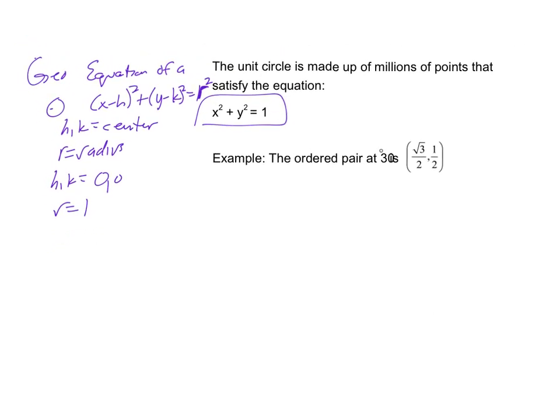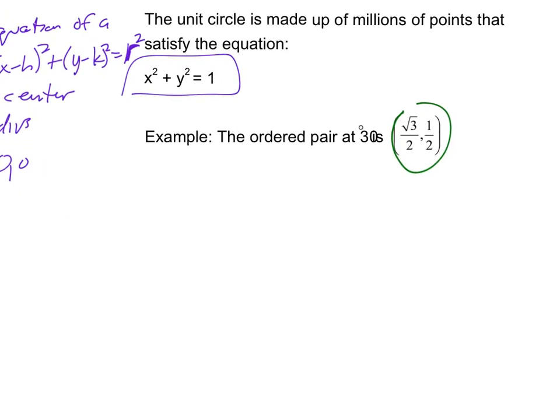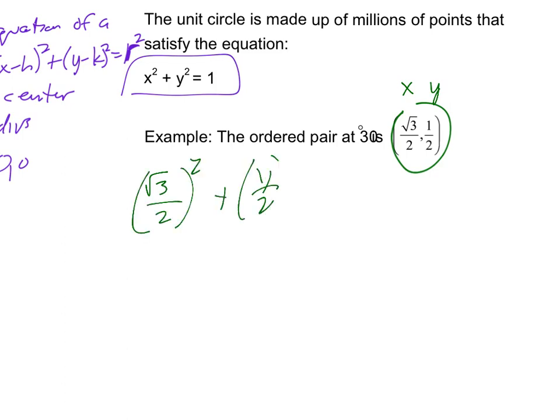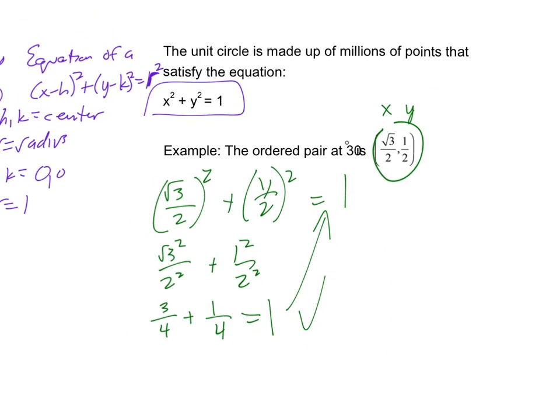So the ordered pair at 30 degrees is square root of 3 over 2 and 1/2. So this is your x and this is your y. Let's see, square root of 3 over 2 squared plus 1/2 squared. Does it equal 1? That's square root of 3 squared over 2 squared plus 1 squared over 2 squared, so that becomes 3 over 4 plus 1 over 4. That equals 1. That checks out. So all I'm doing is literally substituting that in and then going from there.